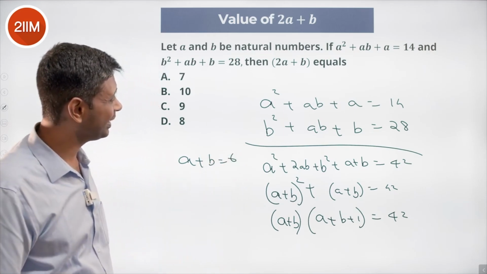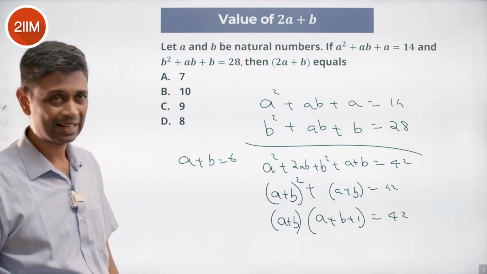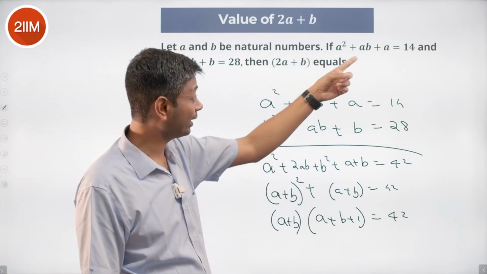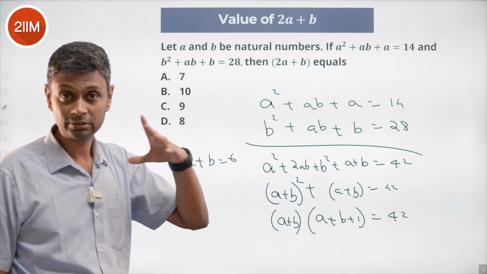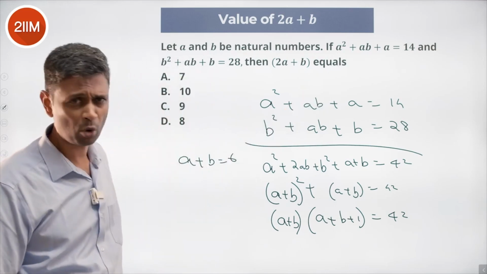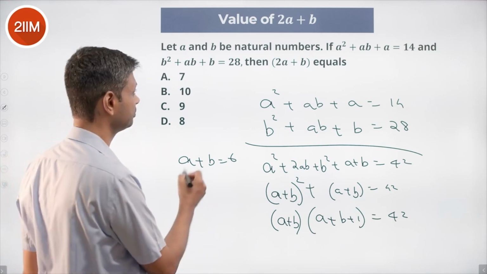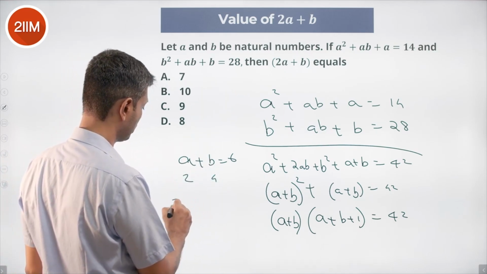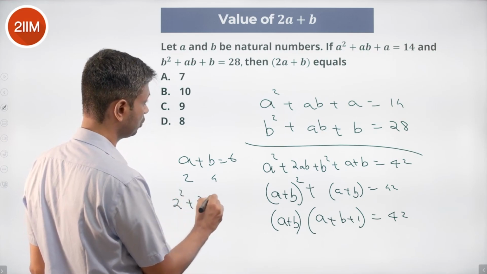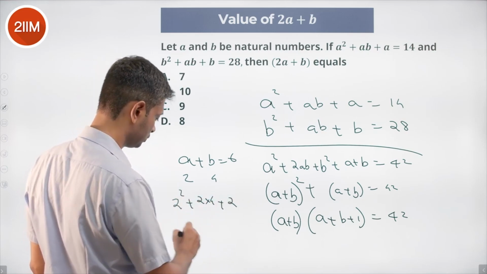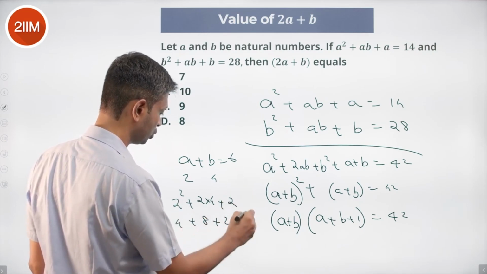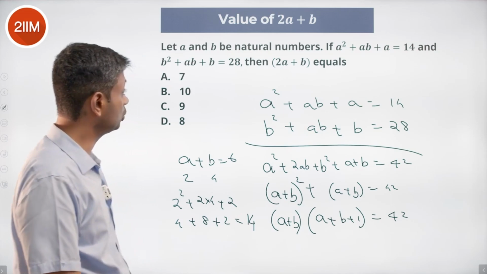This cannot be 3 and 3, because then these two will give us the same answer. A appears to be smaller. This is a square and a, this is b square and b. It becomes double. So a appears to be smaller. Put a as 2, b as 4. 2 square plus 2 into 4 plus 2: 4 plus 8 plus 2, 14. Yep, that works. A is 2, b is 4.